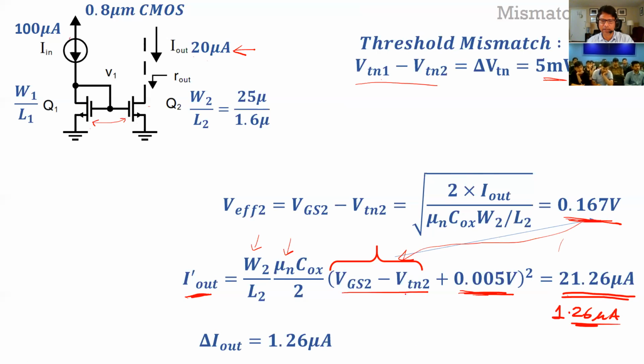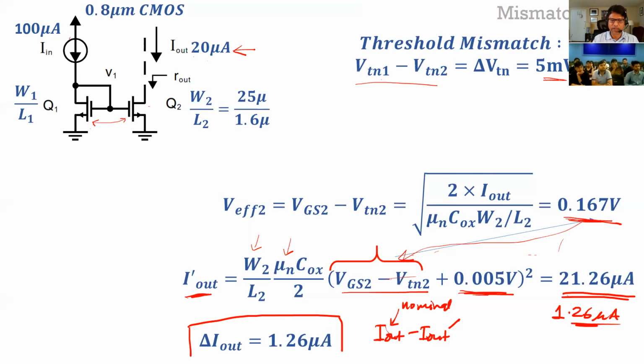So basically delta I out over here, this delta I out is I out minus I out dash, right? So this is what I call the nominal current. Nominal current means everything has their nominal values. VT has their nominal values, W over L has their nominal values, beta has their nominal values. And if something gets mismatched, then the resultant current is off by how much? So in this case, 1.26 microamps.